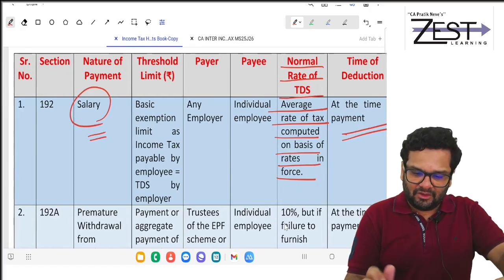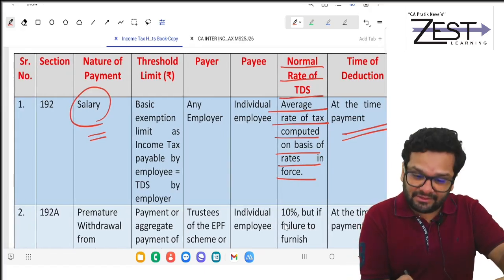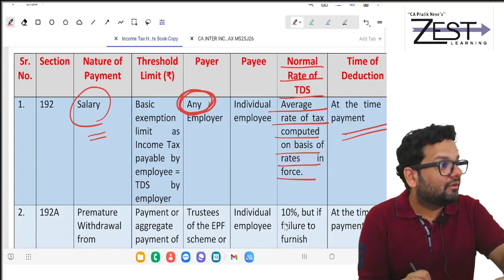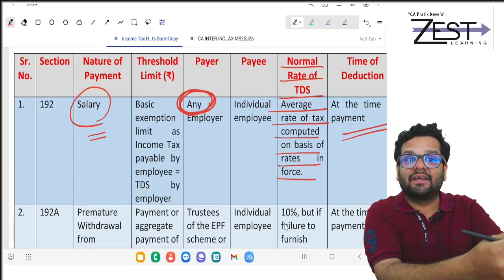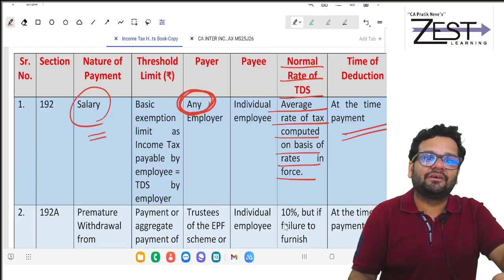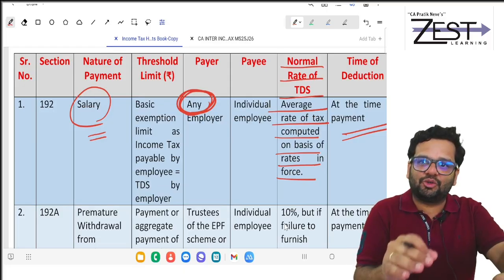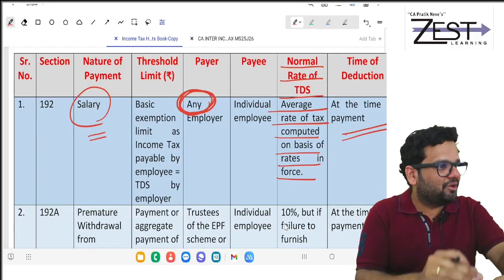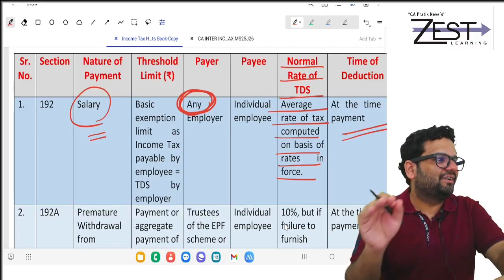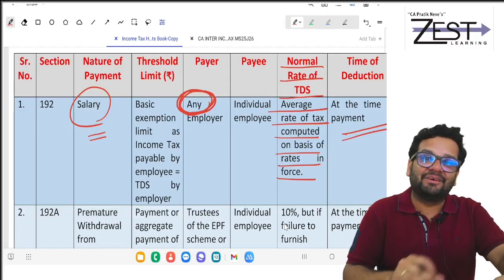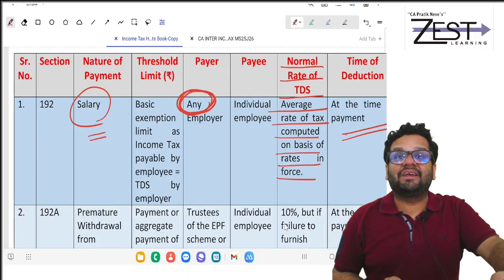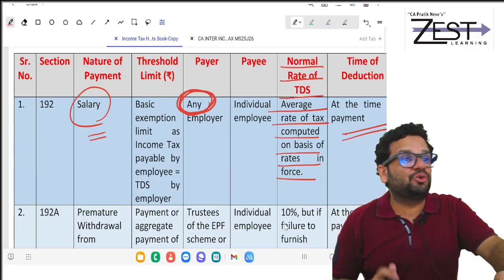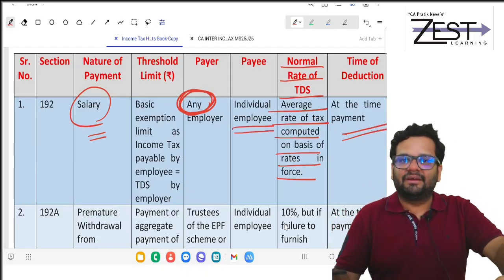And who is liable to do this TDS? Read this word. Which employer? Any means what? Company, HUF, AOP, BOI, individual, cooperative society, firm. Doesn't make a difference. Any employer making salary payment to whom? Individual employee.